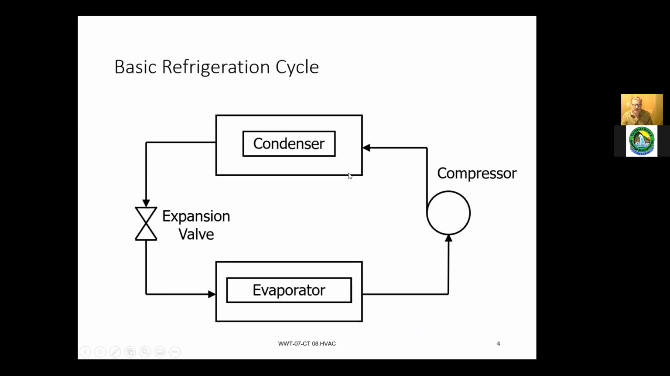Basic refrigeration cycle: you have a compressor that feeds a condenser, goes through an expansion valve and then an evaporator, and then back to the compressor again. So it's a closed loop.